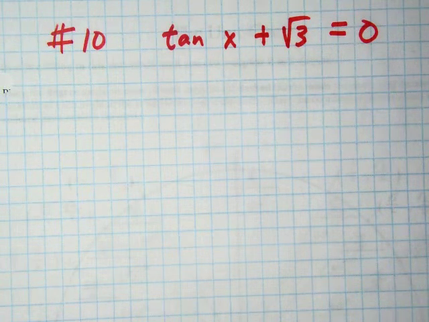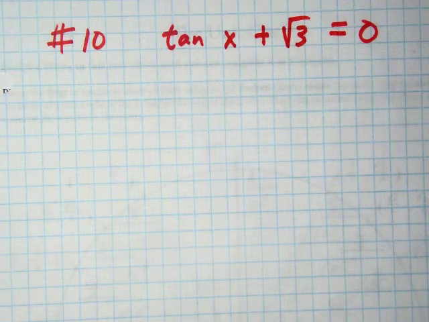Okay, now what we're going to do is start solving these trig equations. Instead of just solving for x, you want your answer to be sine x, cosine x, tangent x, or the other three trig functions. You want that to equal some number. That's what we're going to do.